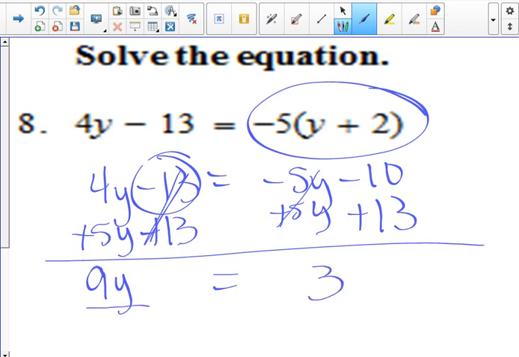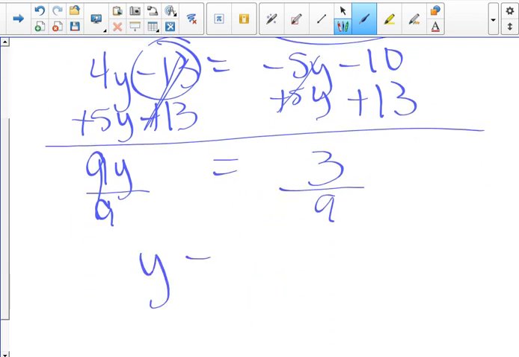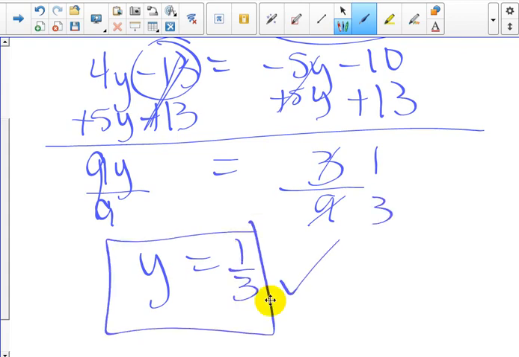So now divide each side by 9. That cancels out, and y equals 3/9, or simplifies to 1/3. And that's our answer.